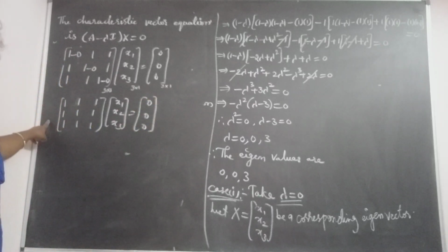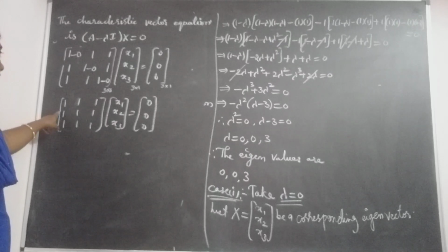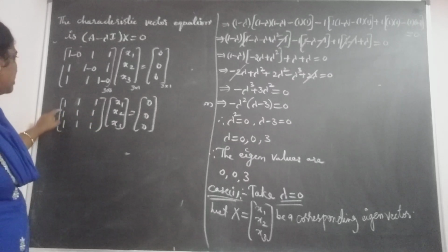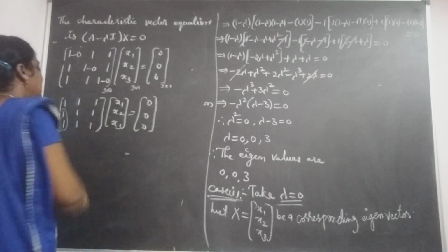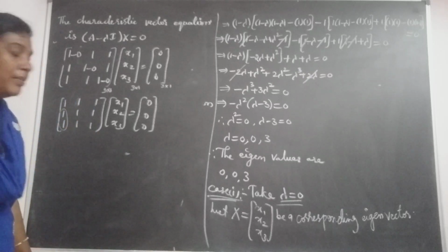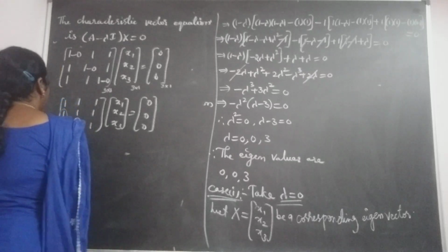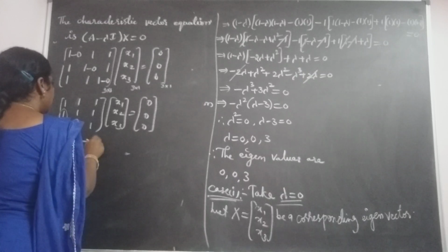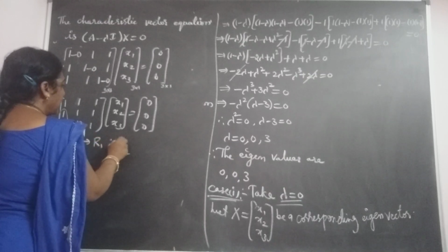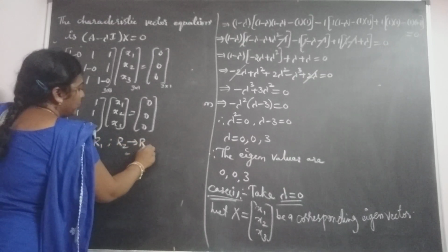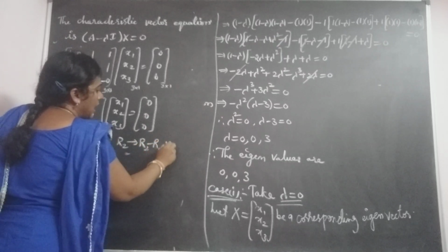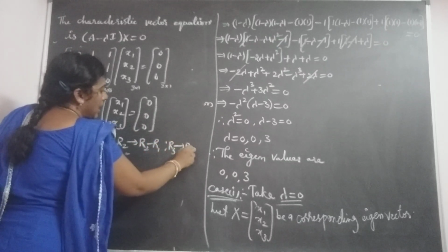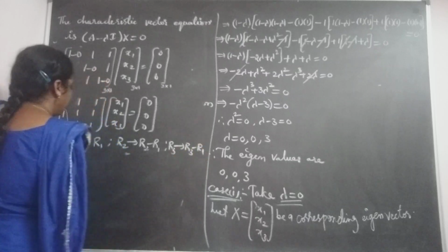Here observe this A matrix. In this, all rows are the same, so we reduce it. These two elements are made 0 by using row elementary operations. R1 is as it is, R2 becomes R2 minus R1, and R3 becomes R3 minus R1.